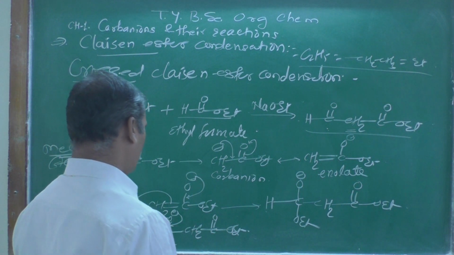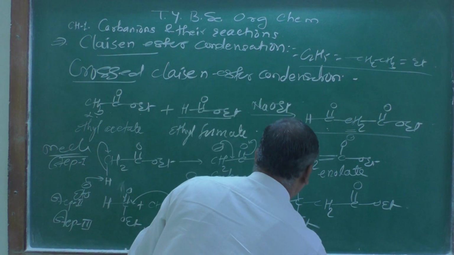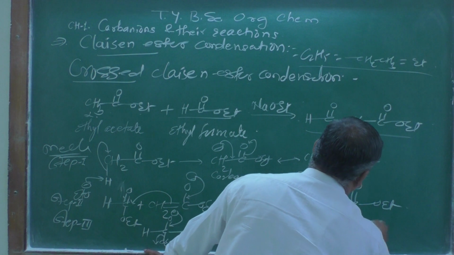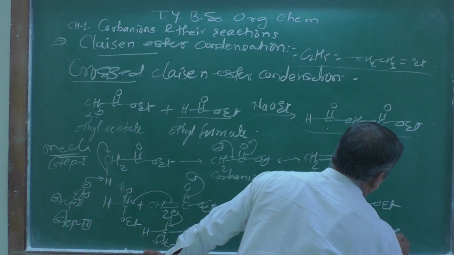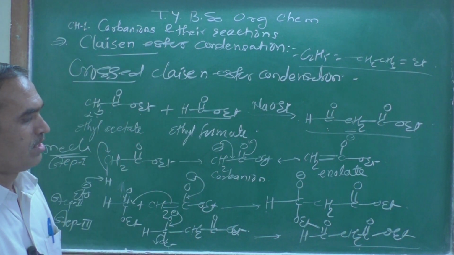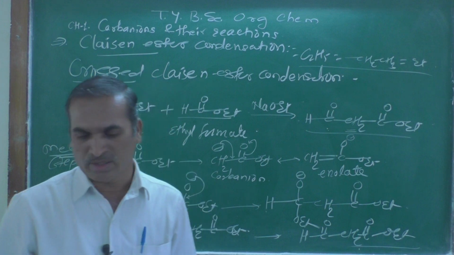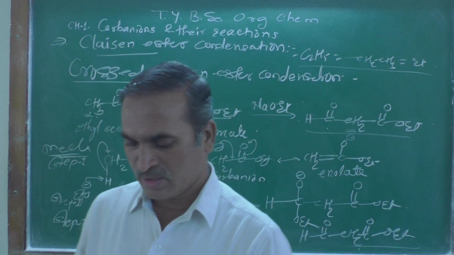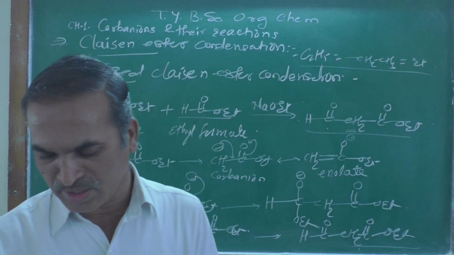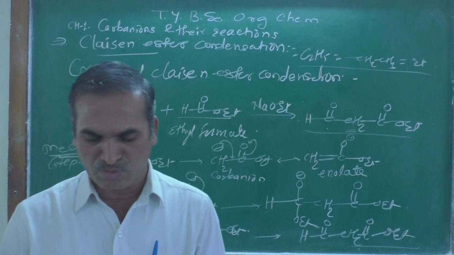Here we are going to get the product H, C double bond O, CH2, C double bond O and OEt. So this is the product we have got over here. This is what we can call a crossed Claisen ester condensation, right? So this is the reaction we have seen over here.